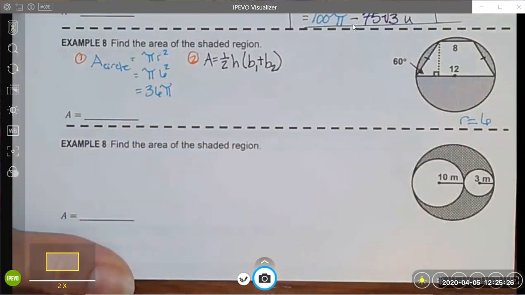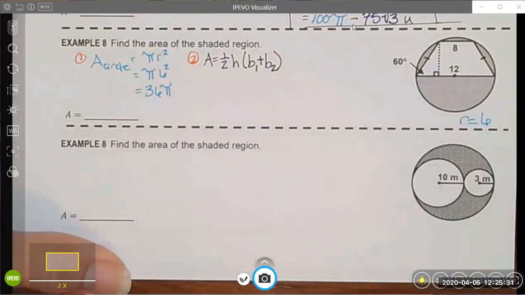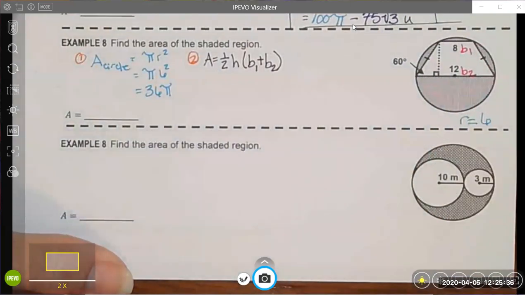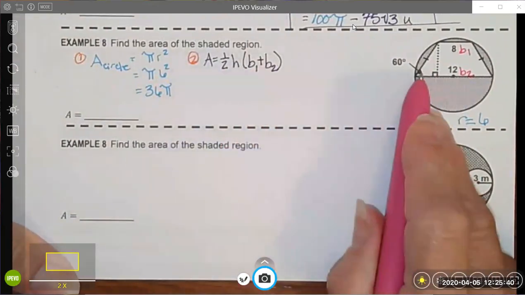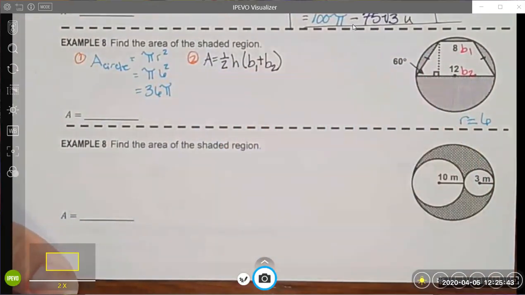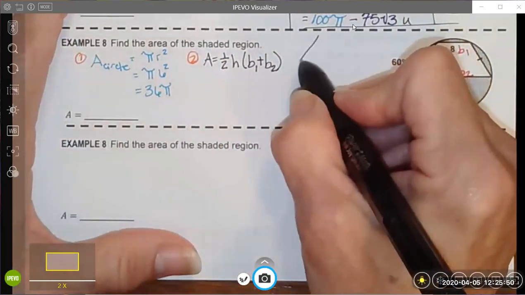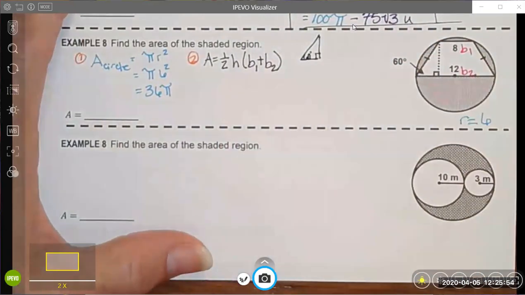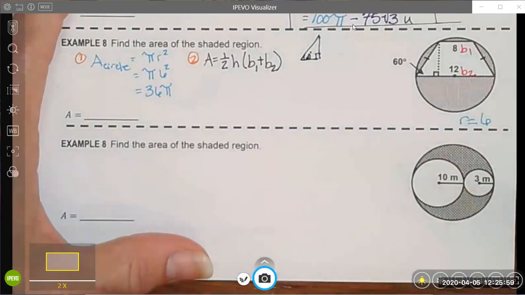Fortunately, I've got some good information. I know base 1 and I know base 2. What I don't know is my height. I'll need to calculate that using the special right triangle that I see drawn here. I'm going to go ahead and draw that over here because it helps my brain. I know this is a 60-degree angle. And I know actually what this distance is.